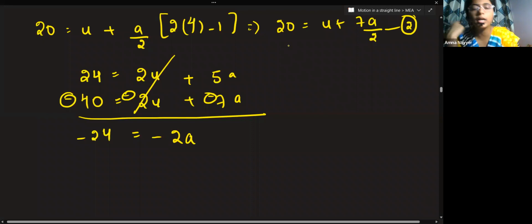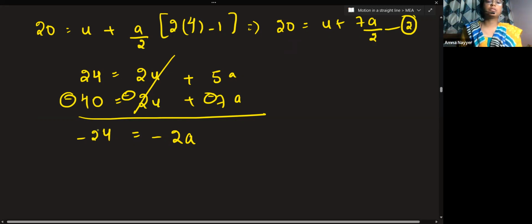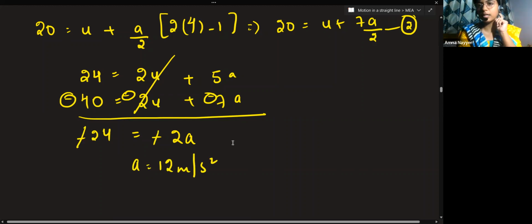Now what do we have to calculate? We have to calculate the value of u and we have to find out the value of a. This much we have to find out. Now, one more thing. So minus sign gets cancelled. Acceleration becomes 12 meters per second. Is this correct? Just see the calculations once again.